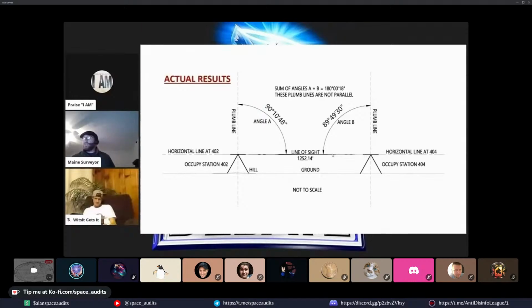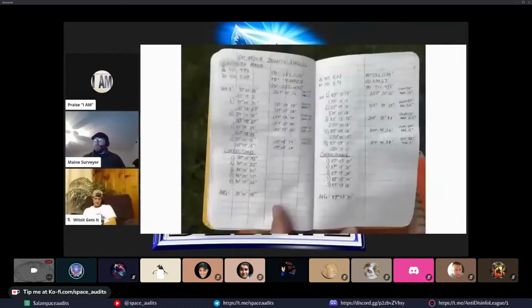And I set my 2 points, 402 and 404, and I measured zenith angles, A and B there, from 402 to 404, and from 404 back to 402. I added those zenith angles together and came up with 180 degrees, 18 seconds. Hey, that's more than 180 degrees. That means that those two plumb lines are not parallel. And here's my actual field notes from that exercise.